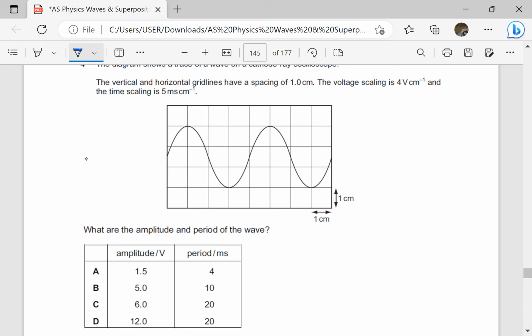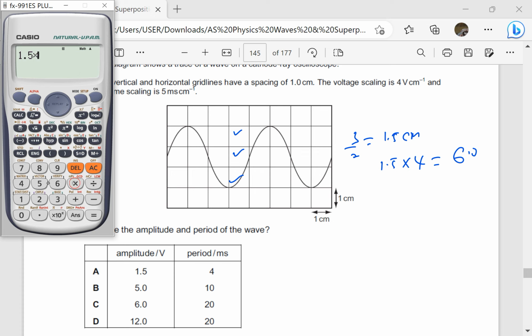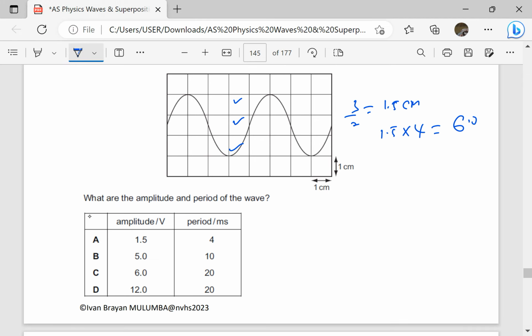amplitude, I will just count peak to peak. 1, 2, 3. 3 divided by 2, that is 1.5 centimeters. So the amplitude should be 1.5 times the setting, which is 4. That gives us, I think, 6.0. Let's check. 1.5 times 4, that is 6. So the amplitude should be 6. So without even further calculation, there's only one amplitude of 6. So the answer is C.